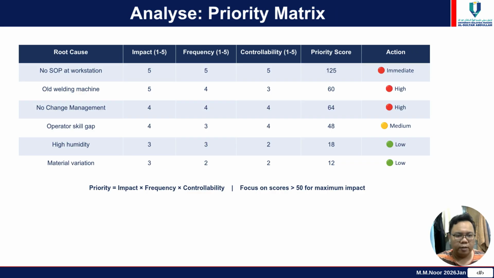The priority matrix ranks root causes based on impact, frequency, and controllability. The highest priority issue was the lack of SOPs at workstations, followed by aging welding machines and inadequate change management processes. These became the primary targets for improvements.